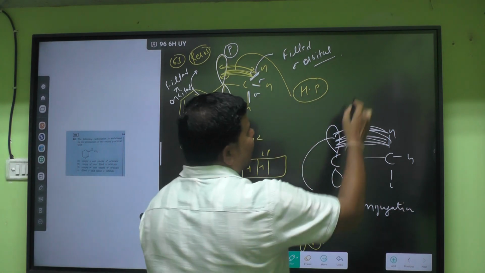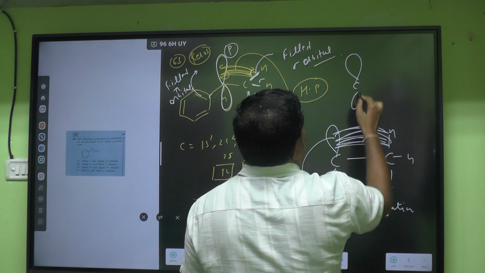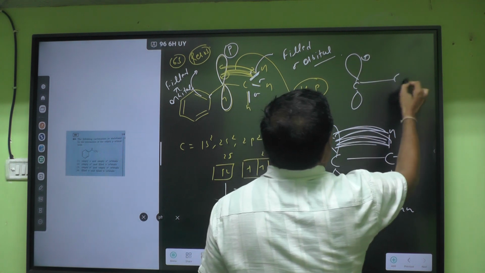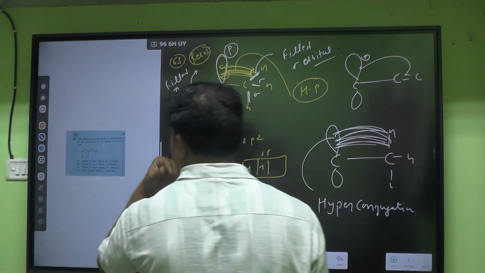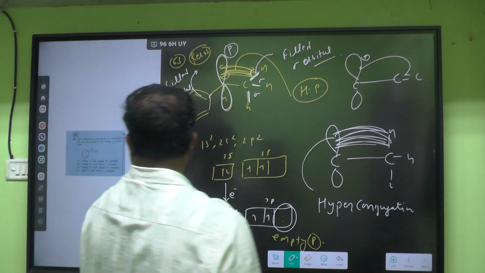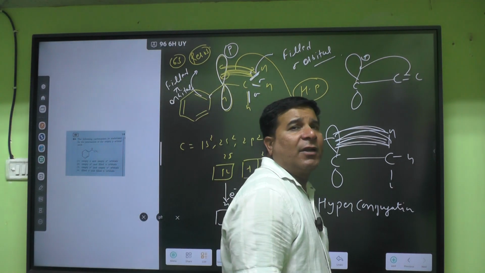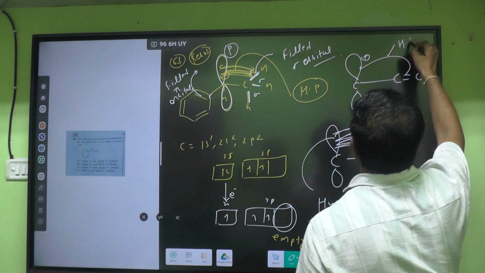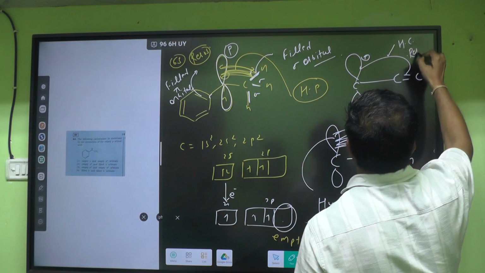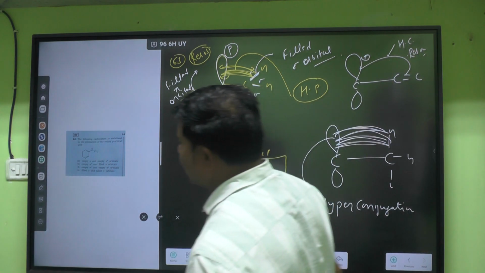But in these pi electrons, there is an empty orbital. So delocalization of pi electrons, resonance, also participates, and also hyperconjugation. In both cases, hyperconjugation and resonance, both participate. That's why here the fourth option is correct.